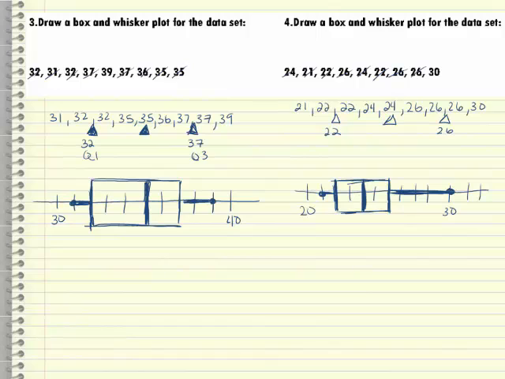Okay, your picture should look somewhat like mine, with your quartiles at 22, 24, and 26. And again, this box shows us where the majority of the data lies.